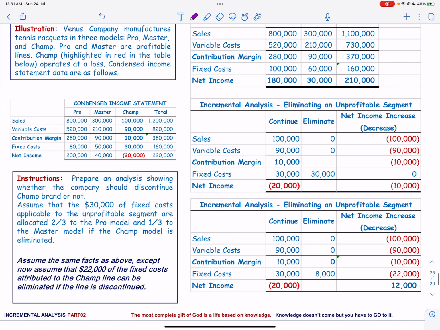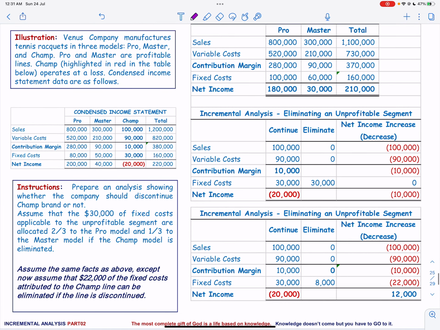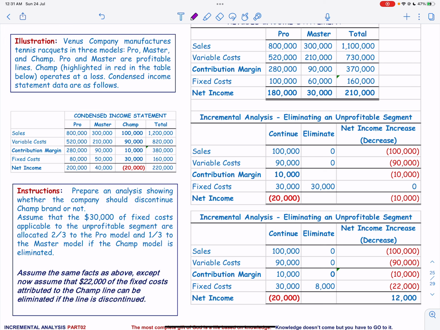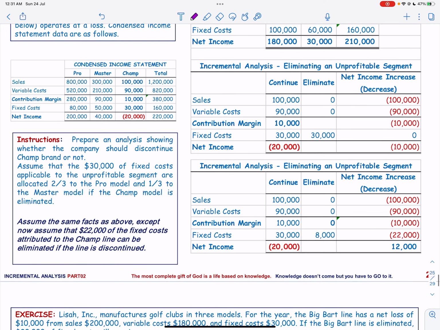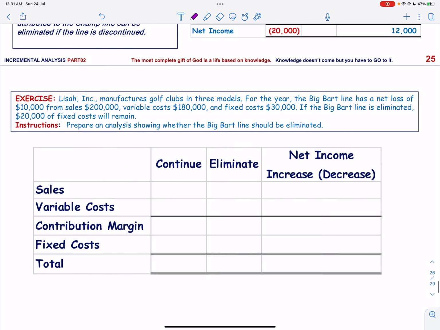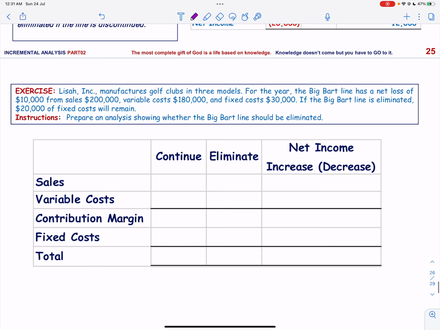Again, I have put this in an Excel sheet for your convenience. And let us look into another exercise. Lisa Inc. manufactures golf clubs in 3 models. For the year, the Big Bart line has a net loss of 10,000 from sales of 200,000.